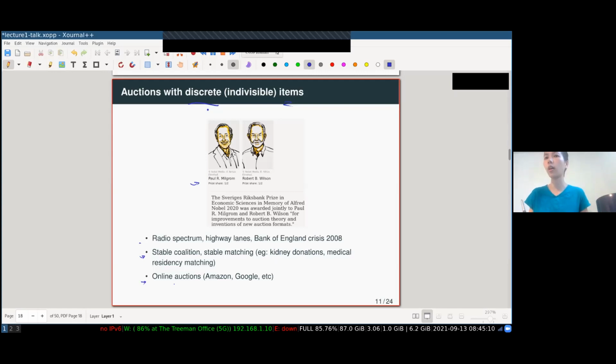And then, of course, there's also online auctions where companies like Amazon and Google auction off information about your search to commercial companies who might want to offer you products at different prices.